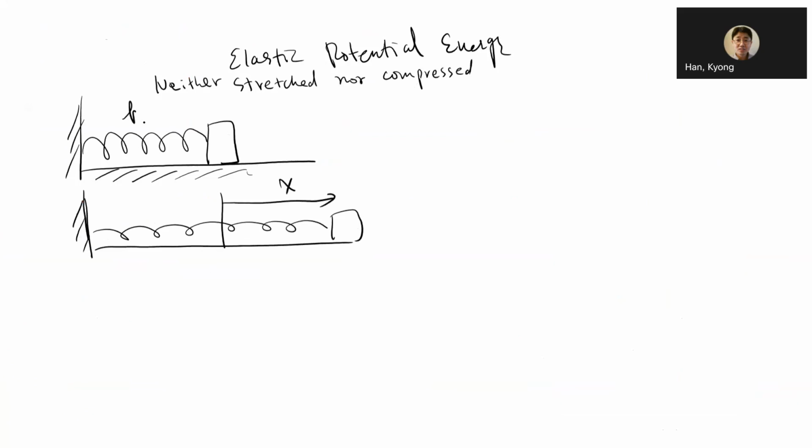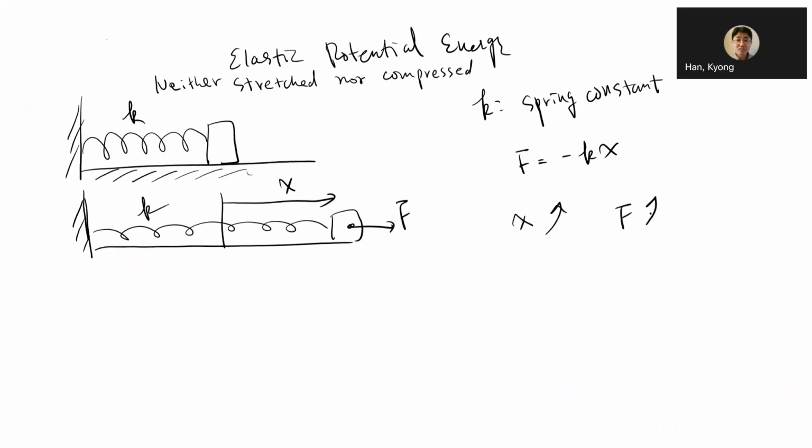K is called the spring constant. The spring constant is a kind of stiffness. It depends on the force: F equals negative kx. If we move it, the force will be F equals negative kx. The more it is stretched, the bigger the force. If x increases, F is also bigger, so you have to apply a big force.